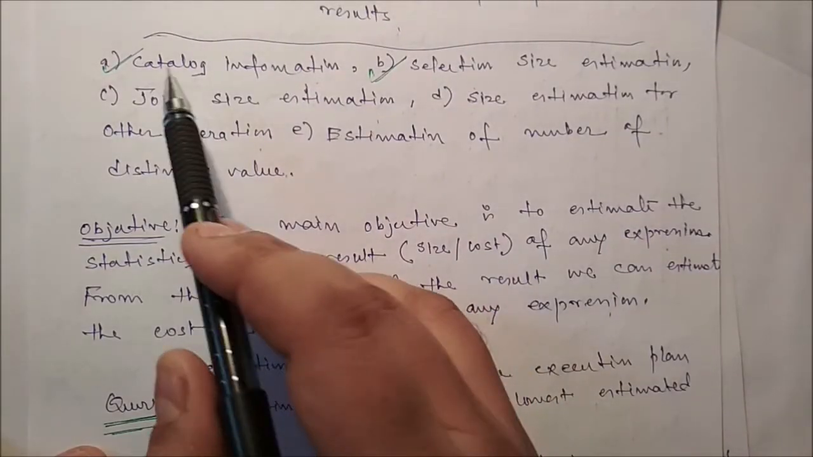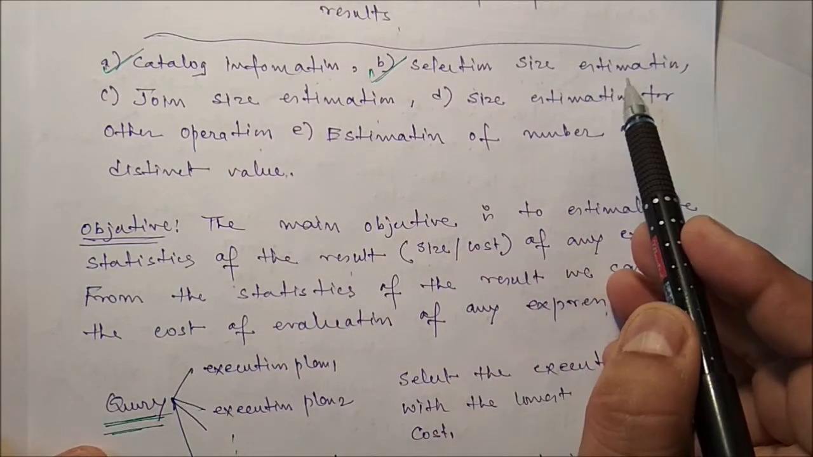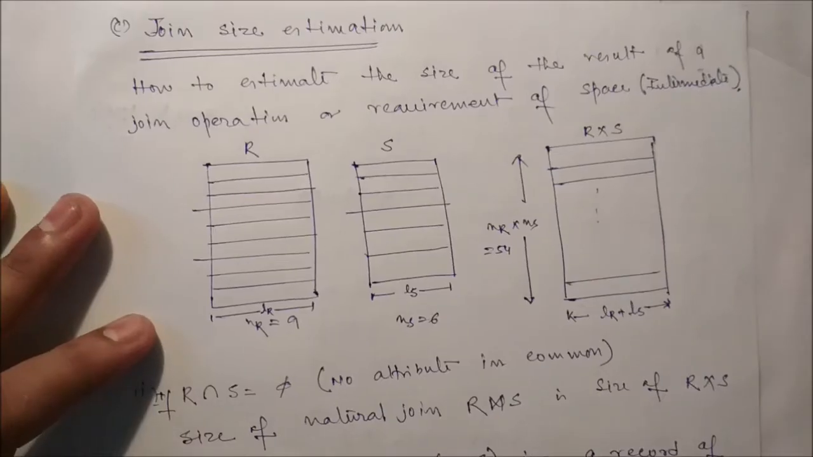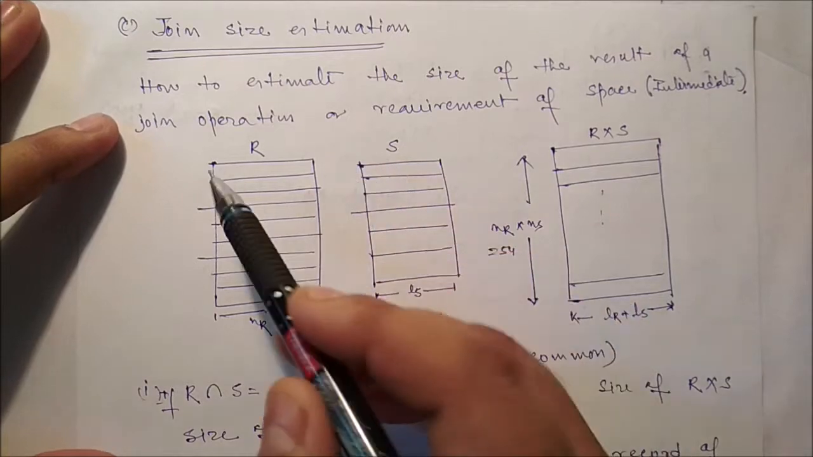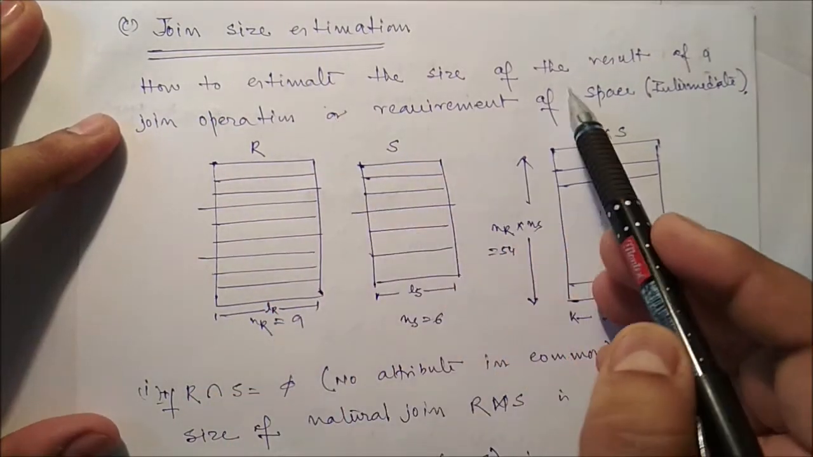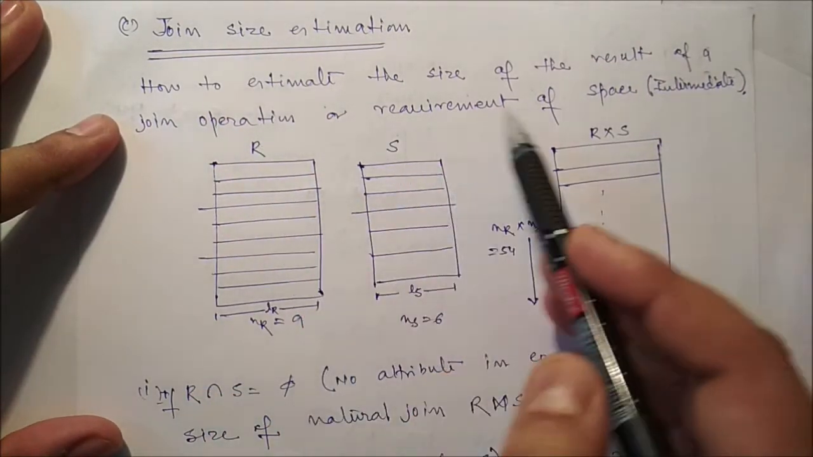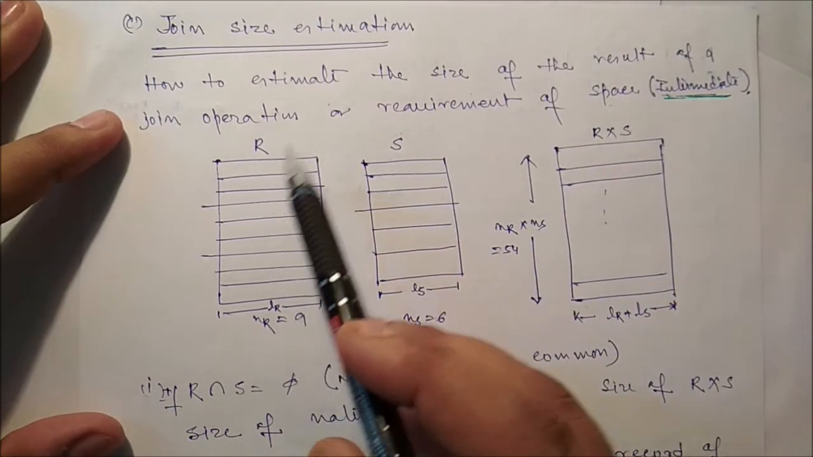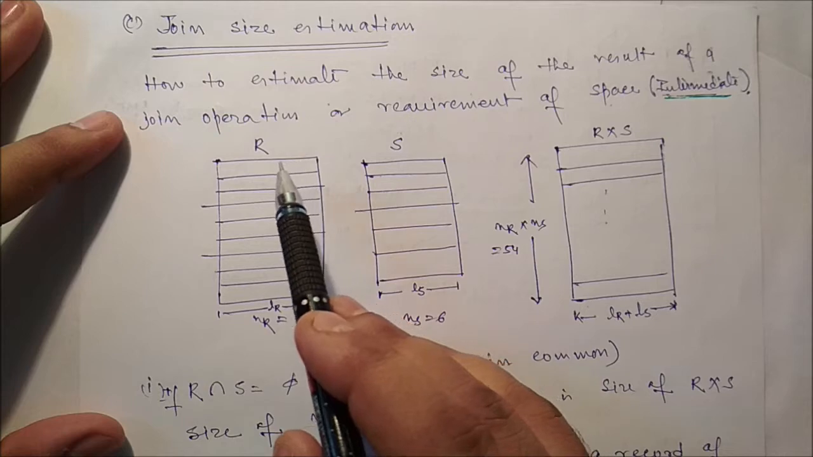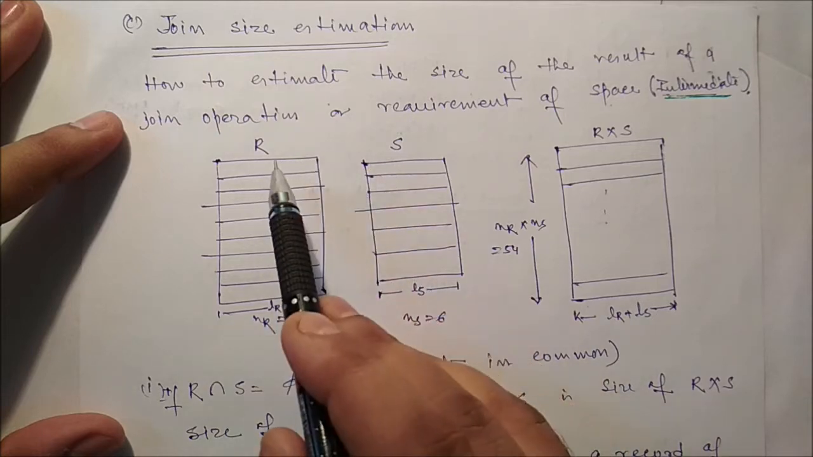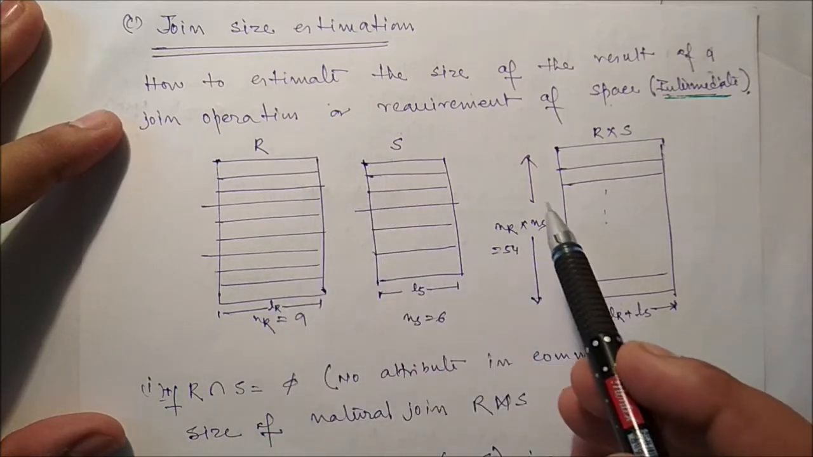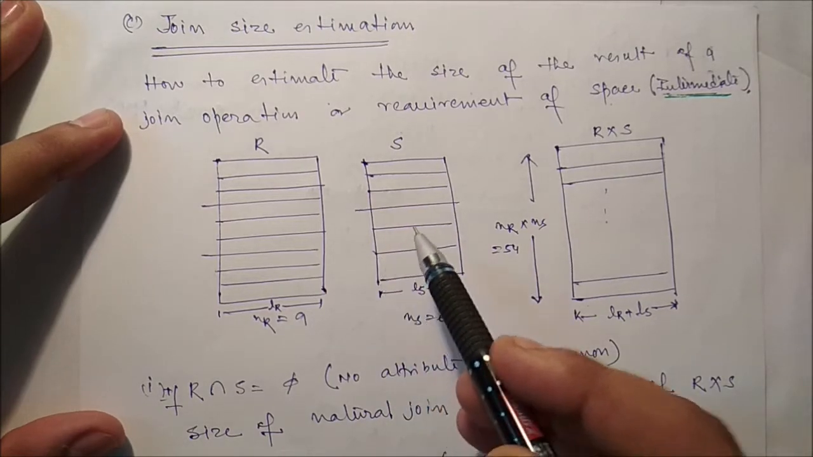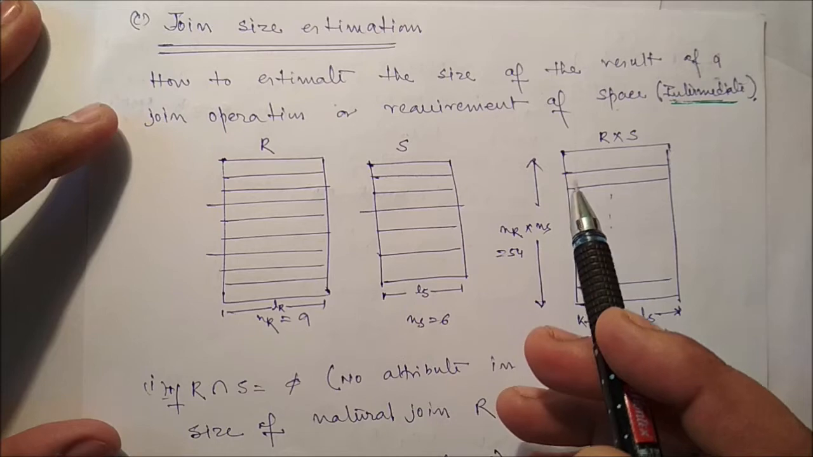Okay, already we discussed catalog information and selection size estimation. Now we'll talk about join size estimation. How to estimate the size of the result of a join operation, or the requirement of space or intermediate space. So the main objective is, if we want to apply a join condition between R and S, how much space is required. We want to calculate the statistics, how many records it will return.